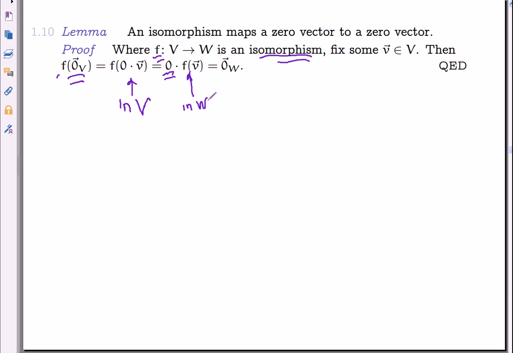Now we're going to use the zero multiplication property in the vector space W. 0 times any vector in W is the zero vector in W. Right? So the upshot is, look at the first and the last expression, and this is exactly what we want, that F of the zero vector in V is equal to the zero vector in W. That establishes this lemma, that zero vectors are mapped to zero vectors.